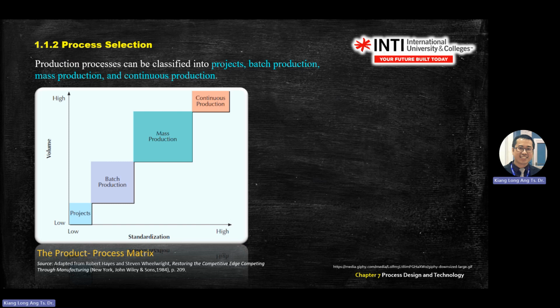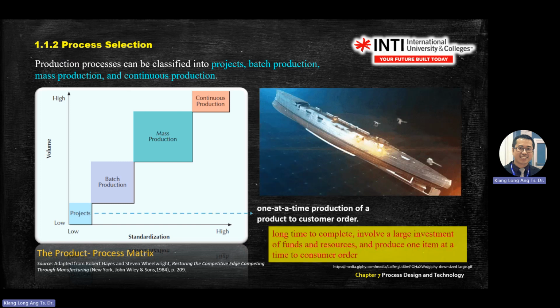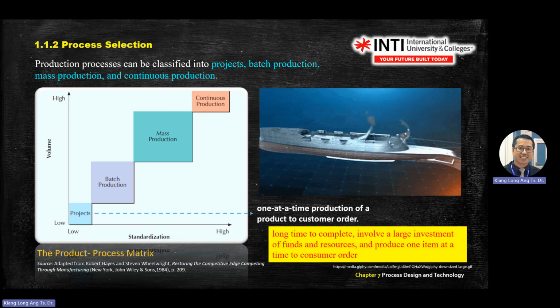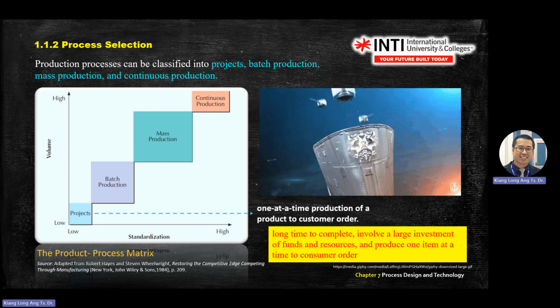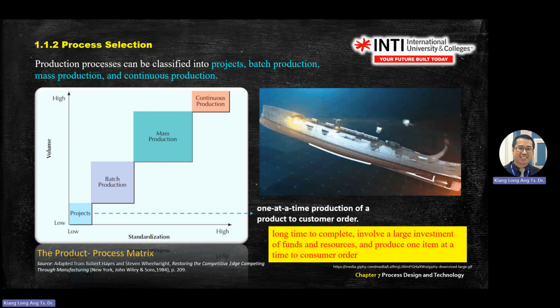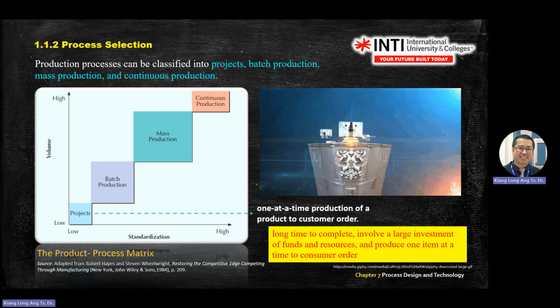Projects, you don't need high standardization, you don't need high volume. Usually they are low volume and only require low standardization. Then you go into batch production, mass production, continuous production. Projects will be like assembling a ship. One year or two years, you can only build one ship. Very low volume and low standardization.